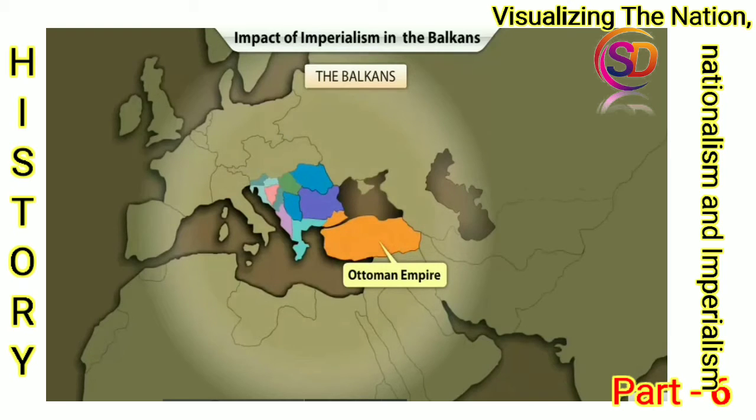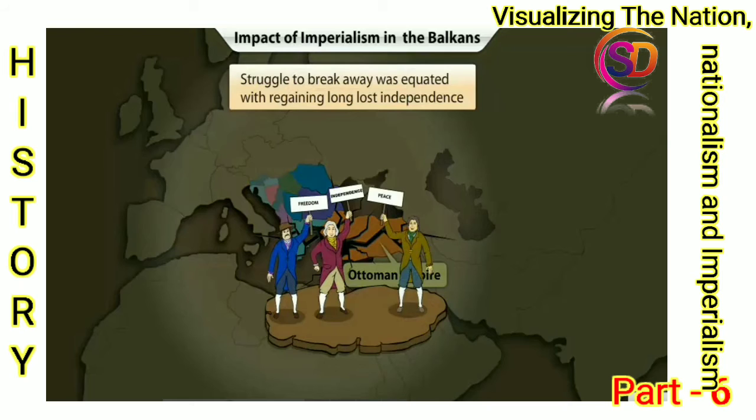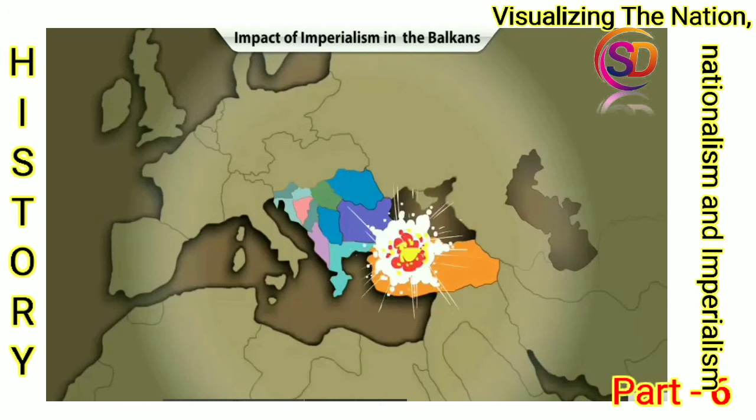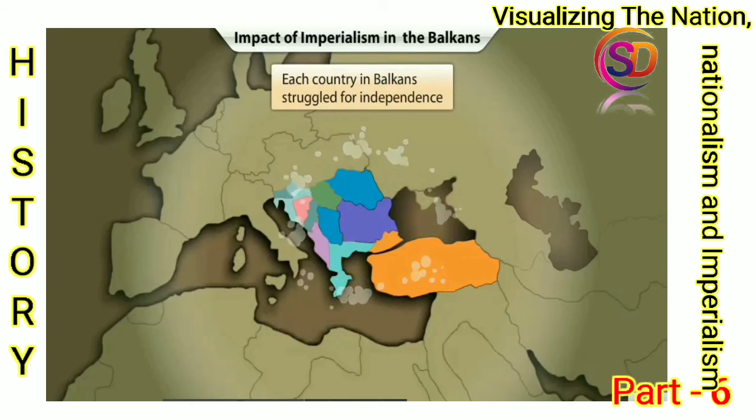Once the Ottoman Empire began to disintegrate and ideas of romantic nationalism spread across it, the European subject nationalities began to break away and declared their independence. They identified their struggle as the means to regain their long-lost independence. Thus, Balkan region became an area of conflict as each region struggled to define its identity and independence.